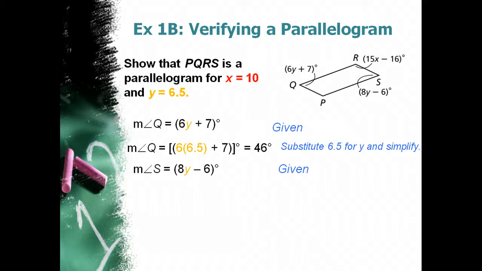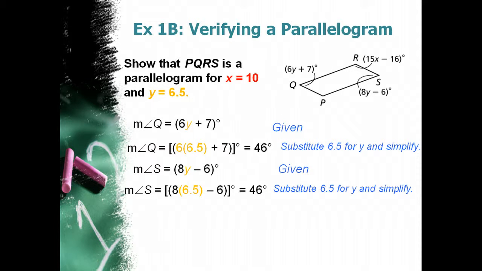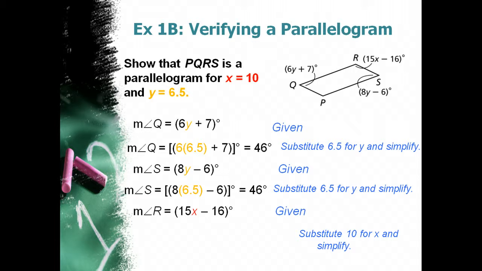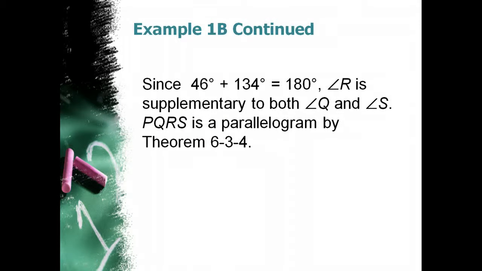The measure of angle S is 8y minus 6. That's also given. Substituting 6.5 for y and simplifying, we get 46 degrees. The measure of angle R is 15x minus 16 degrees. That's given. If we substitute 10 for x and simplify, we get 134 degrees. Since 46 plus 134 is 180, R is supplementary to both Q and S, and PQRS is a parallelogram by Theorem 6.3.4.